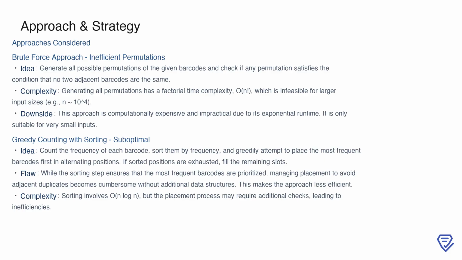Another approach is to use a greedy strategy combined with sorting. Here, we count the frequency of each barcode, sort them by frequency, and then try to place the most frequent barcodes first in alternating positions. While this ensures that the highest frequency barcodes are prioritized, managing these placements to avoid adjacent duplicates becomes tricky. Additional data structures may be needed to handle the placement, which introduces inefficiencies. Sorting alone has a time complexity of O(n log n), but the additional placement checks make this approach less optimal and harder to implement efficiently.